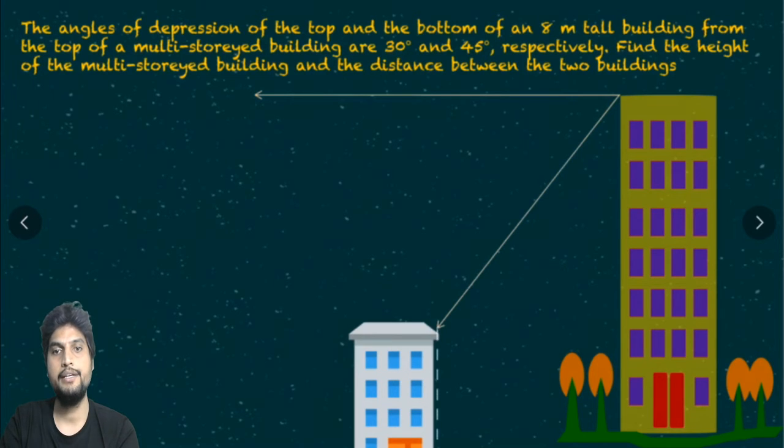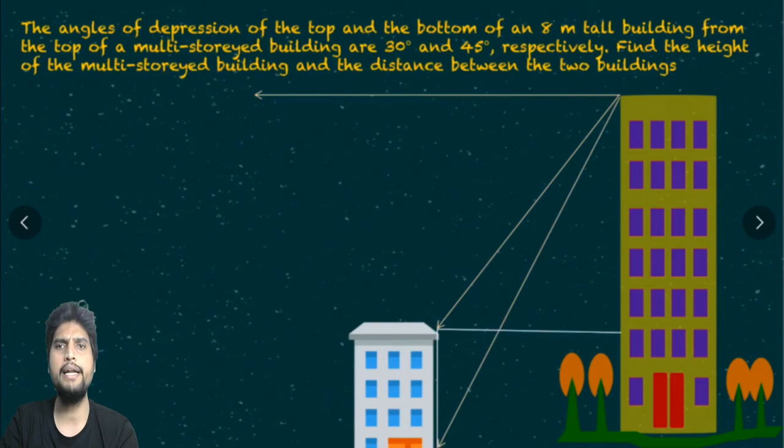Let's draw a line which will be perpendicular to ground at this point and parallel to ground at this point. This is the angle of depression to the bottom of the building. Now again, let's complete this triangle. Let's call this triangle A, B, C. Let's call this P and this as Q. Here, both angles, angle C and angle B, are 90 degrees. So we have now two right angle triangles.